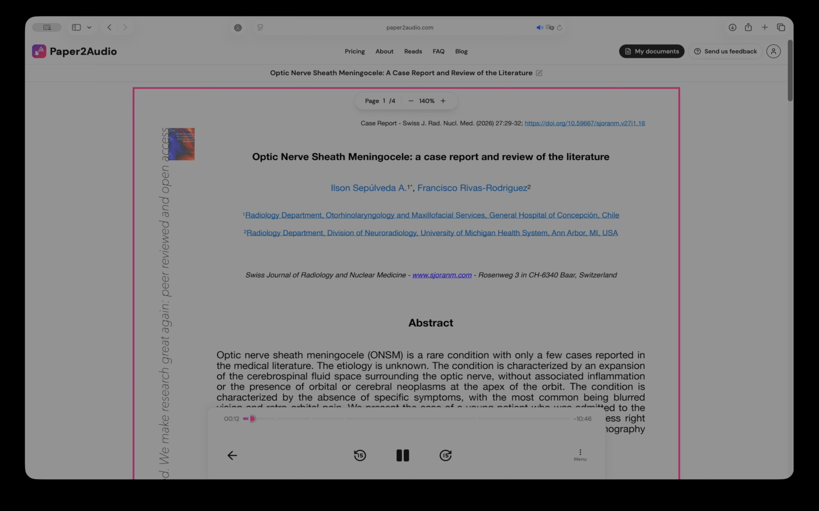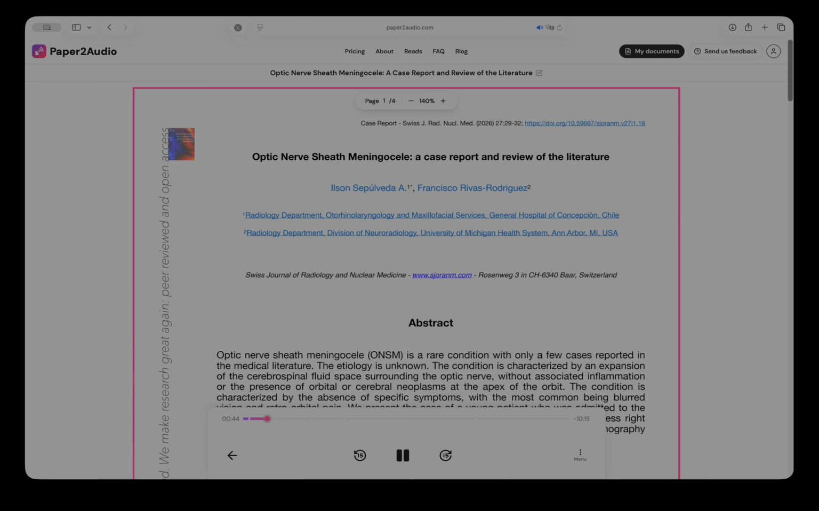Abstract. Optic Nerve Sheath Meningocele, ONSM, is a rare condition with only a few cases reported in the medical literature. The etiology is unknown. The condition is characterized by an expansion of the cerebrospinal fluid space surrounding the optic nerve, without associated inflammation or the presence of orbital or cerebral neoplasms at the apex of the orbit. The condition is characterized by the absence of specific symptoms, with the most common being blurred vision and retro-orbital pain.